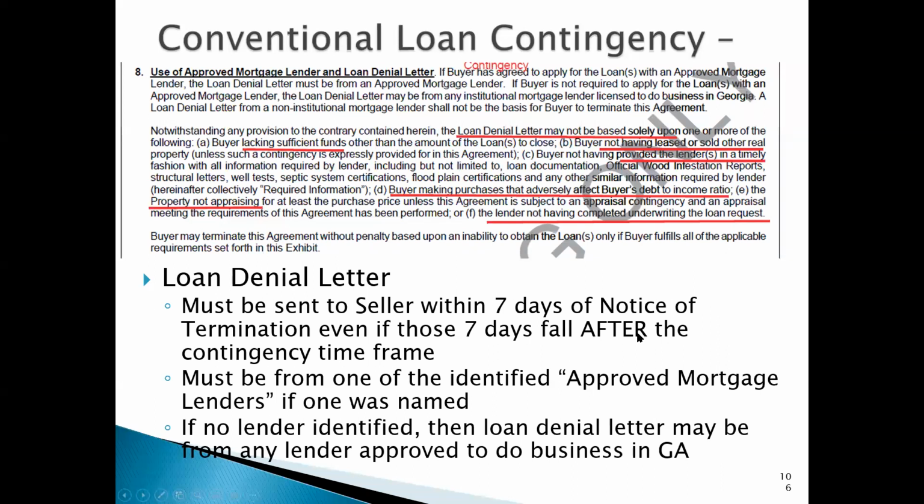Now, those 7 days can fall outside of the financing contingency time frame. It must be from one of the identified approved lenders if one was named. If no lender was identified, then it can be from any lender approved to do business in Georgia. Basically, my slides are all of this. But the loan denial letter is very, very specific.